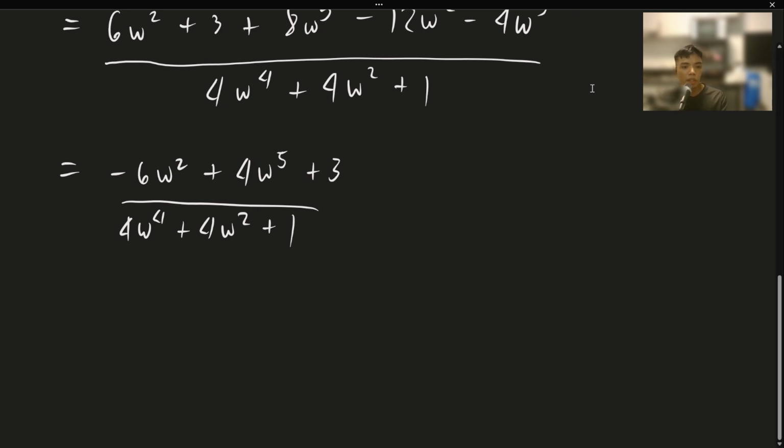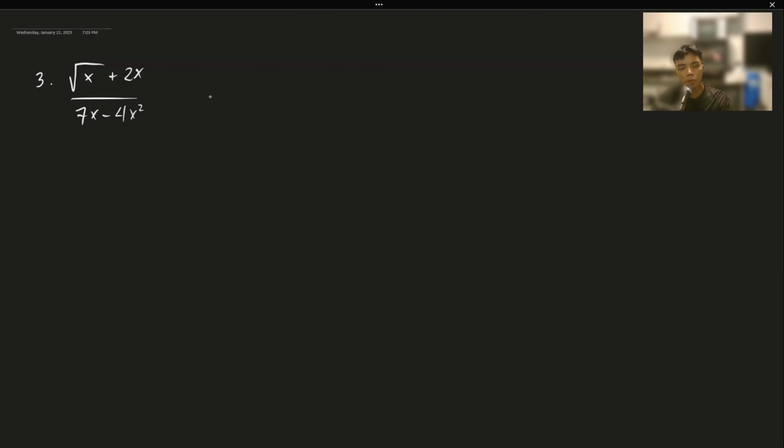So now let's start with our third problem. It's pretty much the same form, but we've introduced a square root of x. So let's start. Let's define our u as the numerator, so square root of x plus 2x. Our v, the denominator, 7x minus 4x squared.